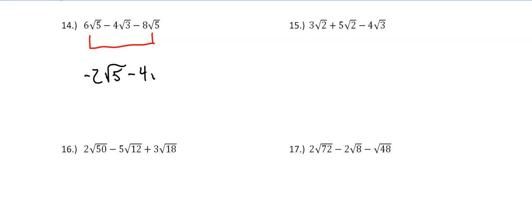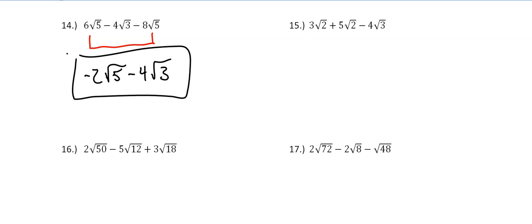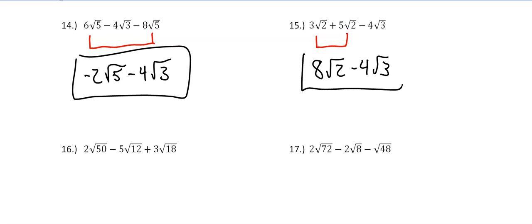And then the minus 4 root 3 just tags along for the ride. There's nothing else I can do there because those are not like radical terms. You can only combine like radical terms. Same thing with the next one. If I look at this guy, these guys are like radical terms. So I add those together. 3 plus 5 is an 8, so it's 8 root 2. And then the minus 4 root 3 just tags along for the ride. Okay?